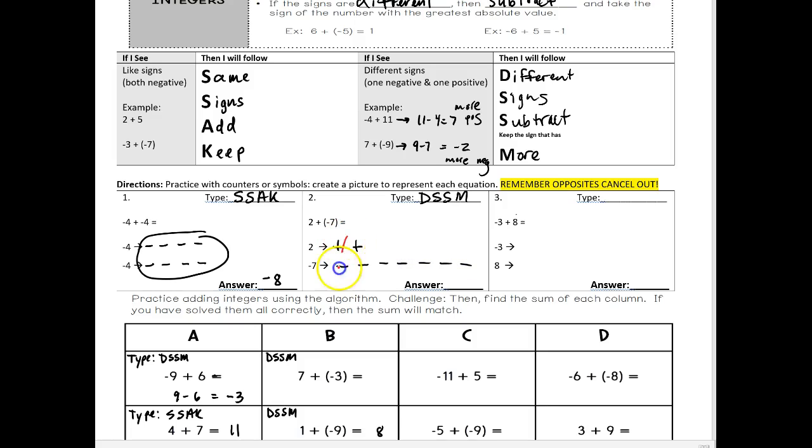Positives and negatives cancel out. See ya, see ya. And what I have left is 5 negatives, so negative 5. All right, again, next one, negative 3 plus 8.